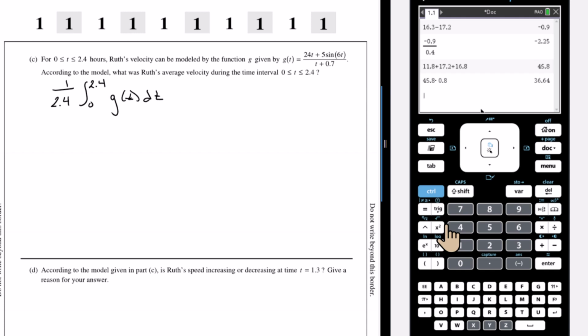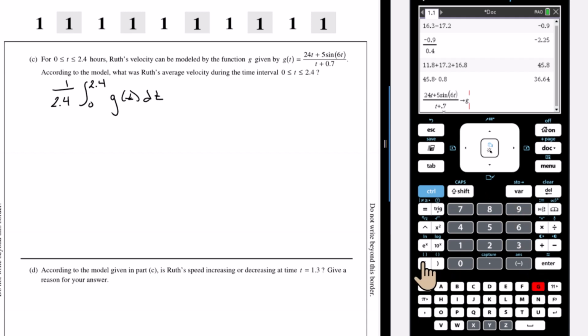I'm going to show you a different way. I'm just going to go Control division sign to give me a fraction bar. And on top, I'm going to type 24t plus 5 sine of 6t. Jump down, and I have t plus 0.7. I'm going to jump over here, and I'm going to go Control, store that as g.